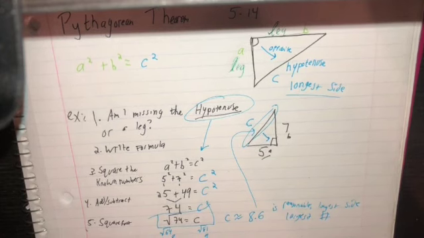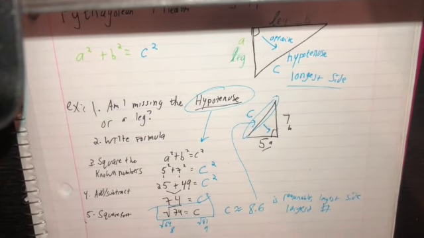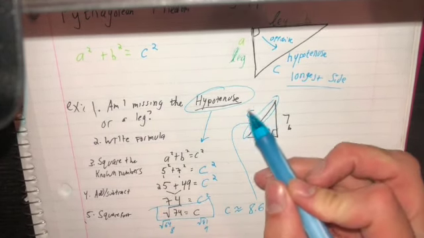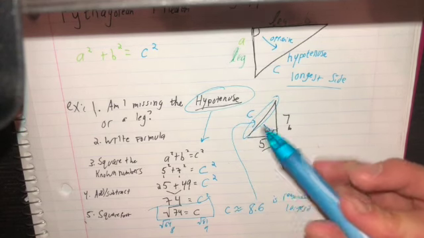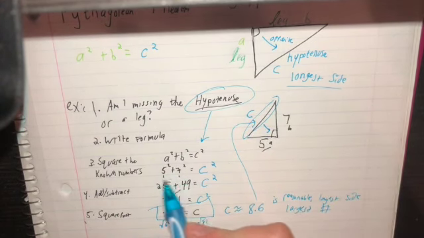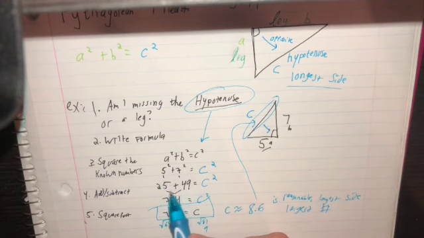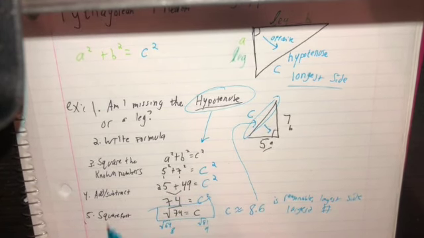So there's one example. We figured out that if I was missing the hypotenuse here, I plug in my legs to my Pythagorean theorem, I square them, I add them, and then I take the square root. All right, square, add, square root. It's not too bad a process once you know what you're missing. All right, let's try another one.